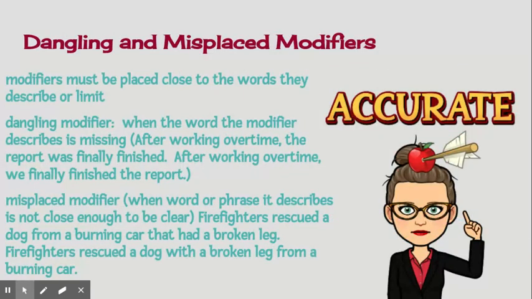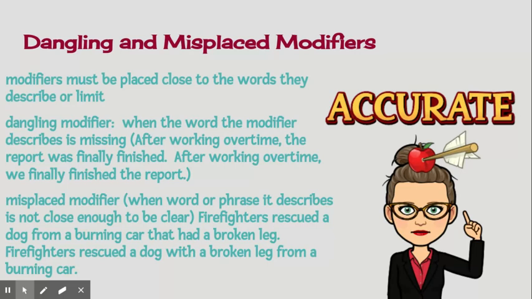Another common trap that we run into when writing and speaking, where if we think about it, it actually ends up causing some fairly silly results, are dangling and misplaced modifiers. Because here's the issue. Modifiers must be placed close to the words they describe or limit. If not, you have one of two things happen. You have a dangling modifier, which is where the word that the modifier modifies or describes is missing.